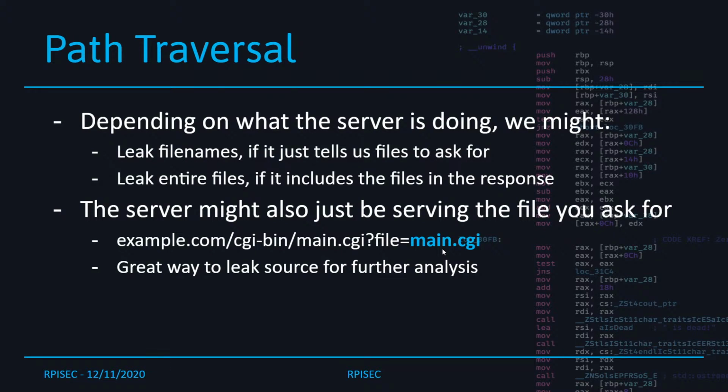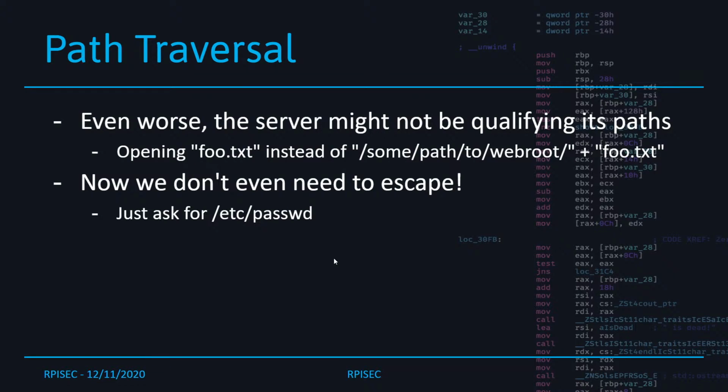And so this is a handy way to peek at what's going on in the server and to leak out source files, which is very handy for doing further analysis. Now, even worse, the server might not be qualifying its paths, as in it might just be saying, oh, just open foo.txt instead of building up an absolute path. In that case, you can just give an absolute path and it'll take you right there. So if it was just using its current working directory to look for the file, then putting a slash in front will send you all the way back to the root and you're good.